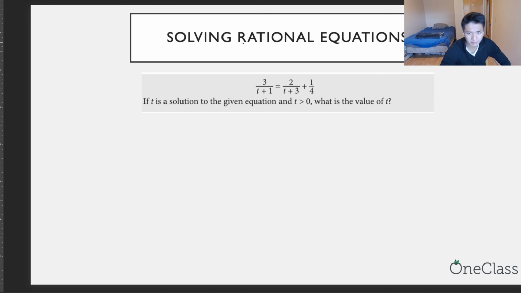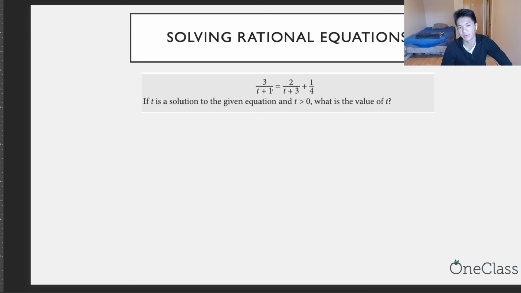We'll see here in this example problem, we have the following rational equation: 3 over t plus 1 equals 2 over t plus 3 plus 1 over 4. If t is the solution to the given equation and t is greater than 0, what is the value of t? Our job here is to put this in terms that are easily dealt with in terms of solving.